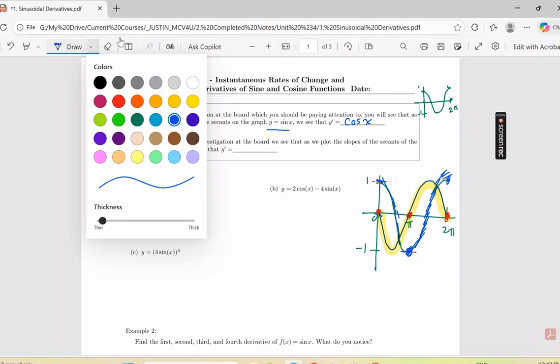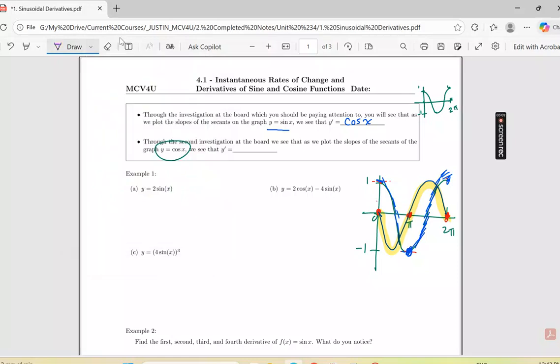Sine x usually starts in the middle, goes up, goes through pi, comes back down, and ends at 2 pi. But instead, this is starting in the middle and going down first, which means that instead of sine x, the derivative of cos x is going to be negative sine x.